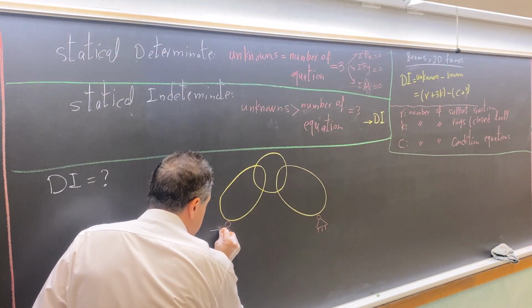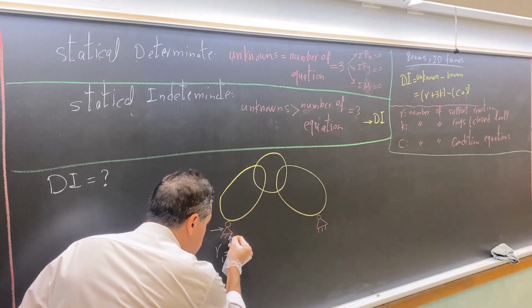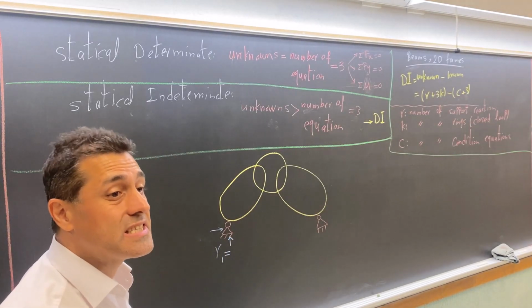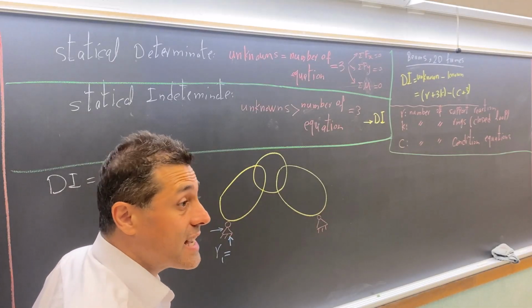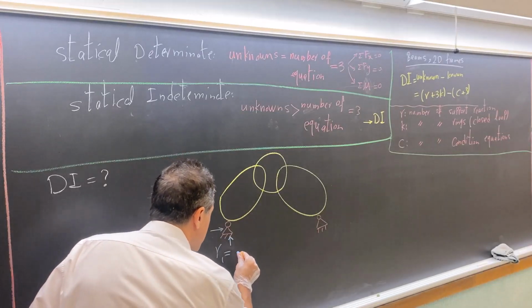Okay, look here: the reaction horizontally, about 2 then. Yes, and the reaction vertically. So do you agree that when it comes to a pin support, we always have 2 unknowns? Because it's a pin support, so I put 2 here.